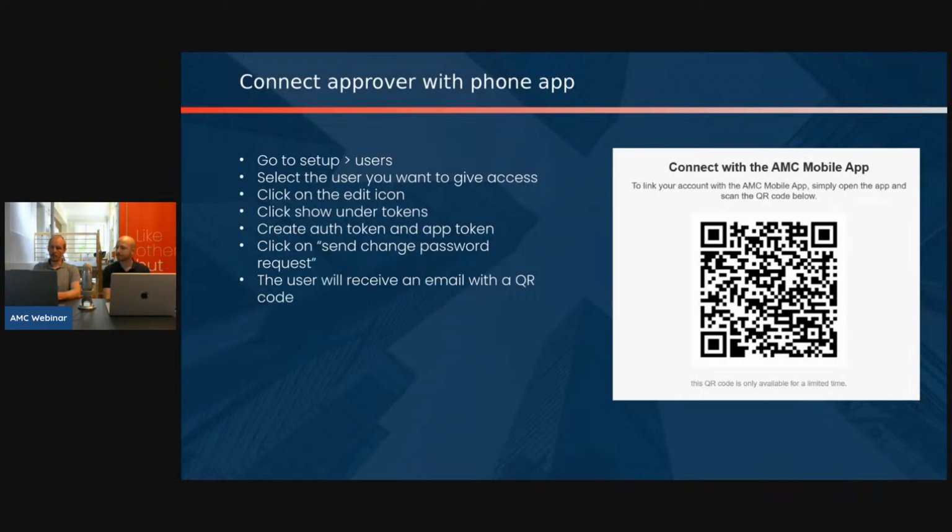You select the user you want to give access and you click on the edit icon and you click show under tokens. And then you create an authentication token and app token. Then you need to click on send change password requests. And then this user will receive a QR code, which the user then needs to scan in the phone.